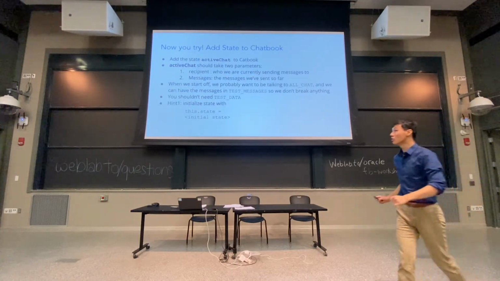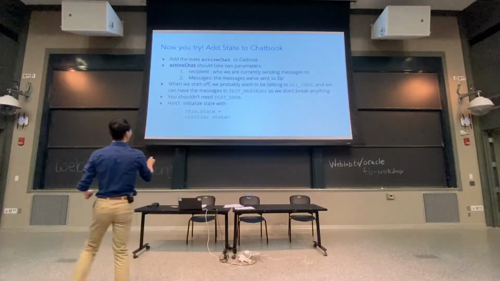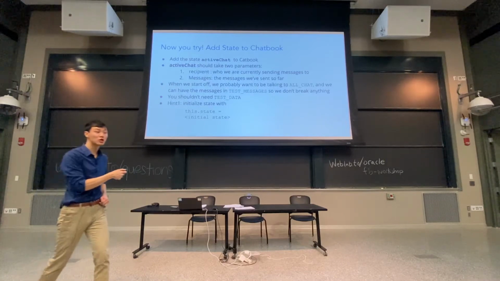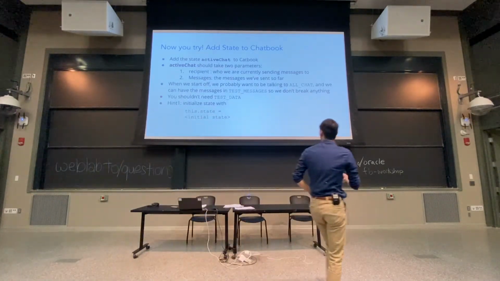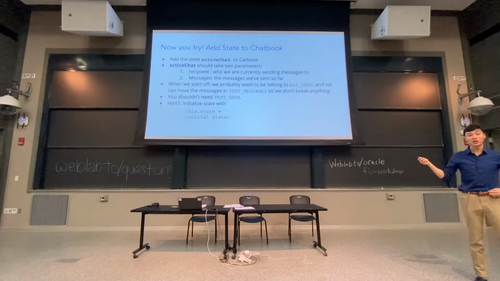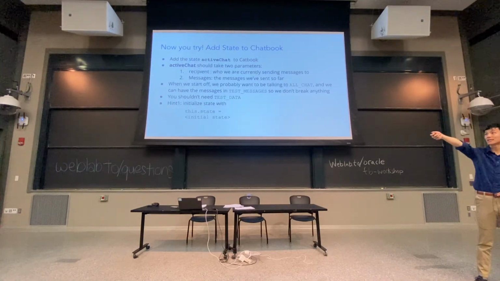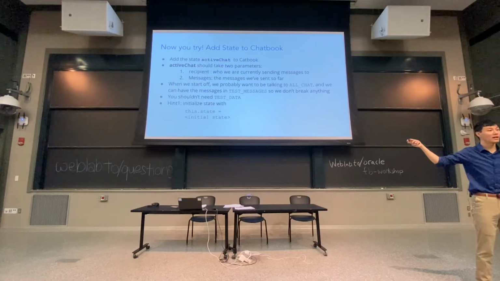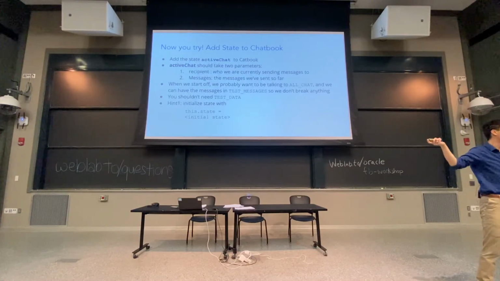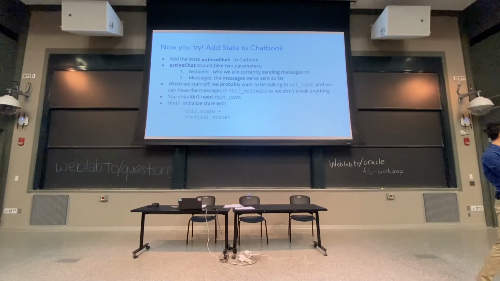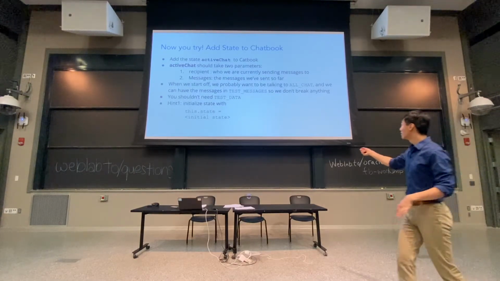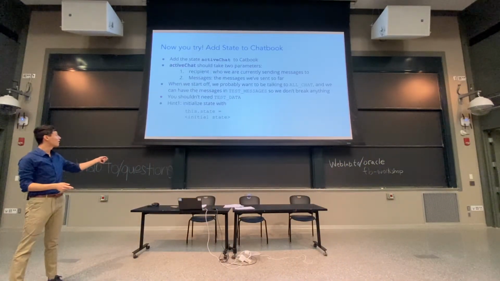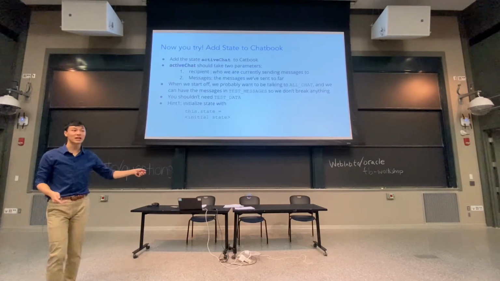So what I want you to do is add the state active chat to Chatbook. As a reminder, active chat should have two parameters, and you can look at it in the types of APIs thing. It should have a recipient and a list of messages. Hint, we already made this data. It's sitting in your const test data, so you can just copy that over into your state. Then we want to initialize the state with this thing right here. Where do we initialize state? You guys remember?